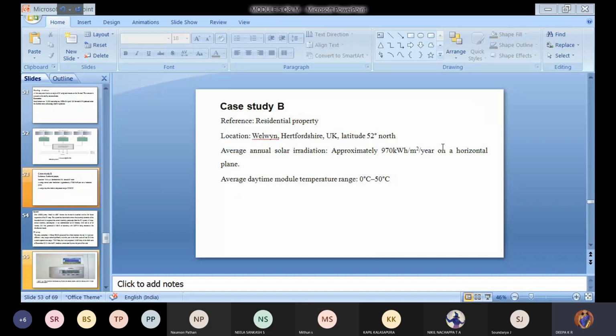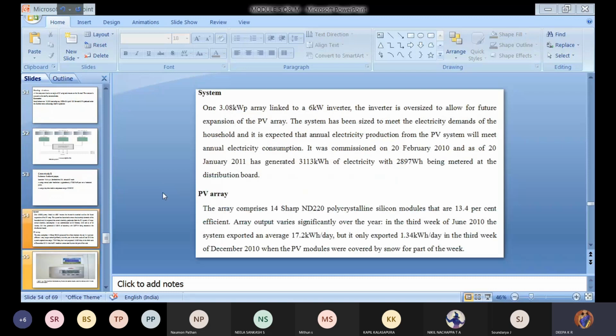And again, you are going to keep the planes horizontal. As for the temperature, you are assuming that the daytime module temperature can vary from 0 to 50°. So minimum 0, maximum 50°. Again, what is the system? What are the different arrays you are using?